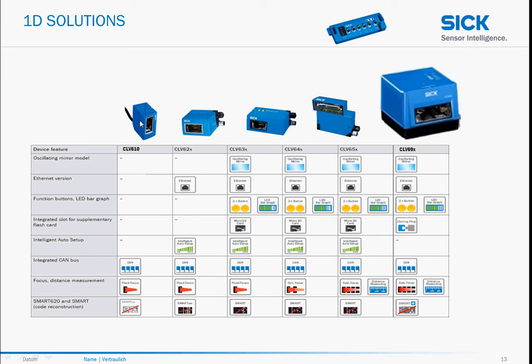This is just a quick representation of the range going from our Lector 610s through to the 650s and then up to the Lector 690s. And a little organogram here showing the features that they have, which is quite useful.